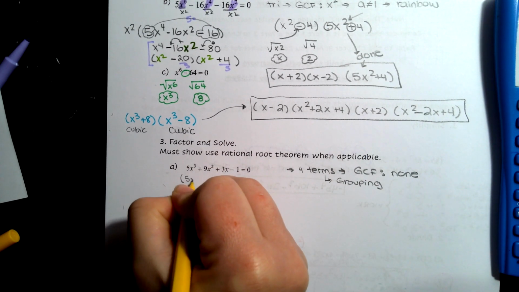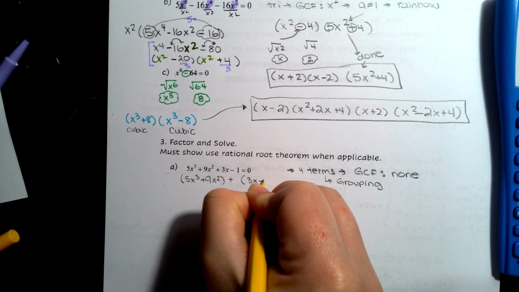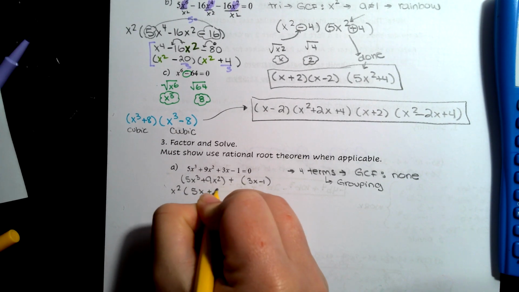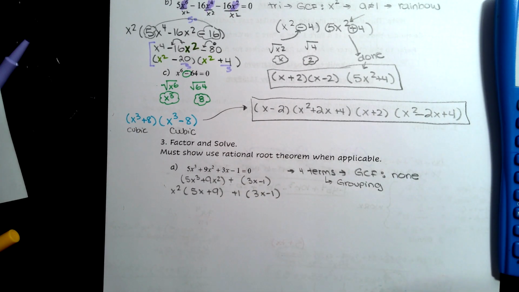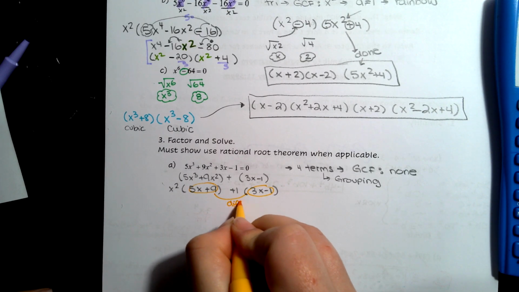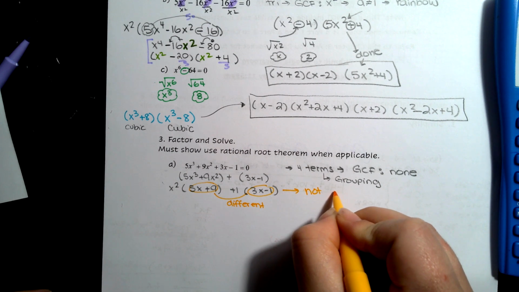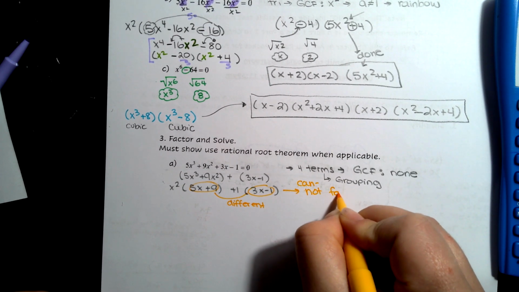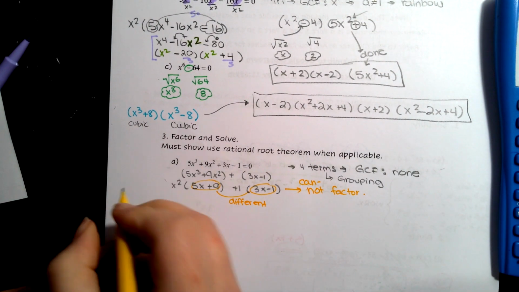So I'm going to group these two, and I'm going to group the last two. So if I was to remove my GCF of x squared, I'm left with 5x plus 9. Here, the only GCF I have is 1. And we can see that these do not match. These are different. And what that means is it's not factorable with our patterns. So we cannot factor, so we move on to the rational root theorem, which is step number 2.